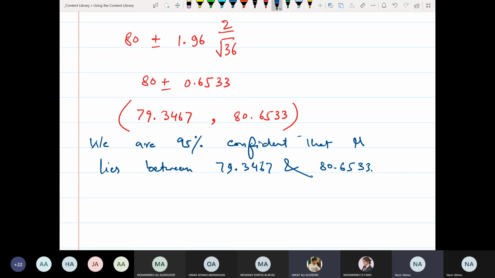So, Doctor, the lesser the confidence, the bigger the interval? No. The more the confidence, the bigger the interval.